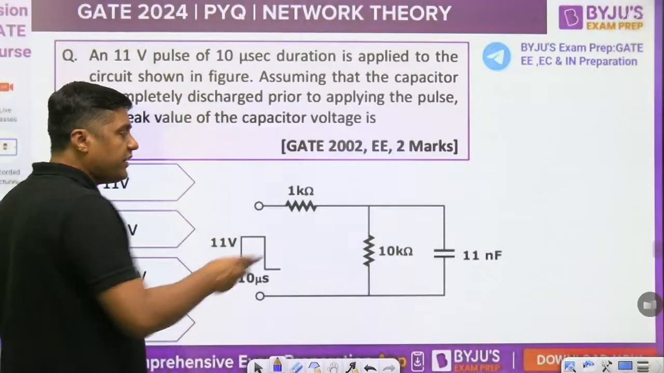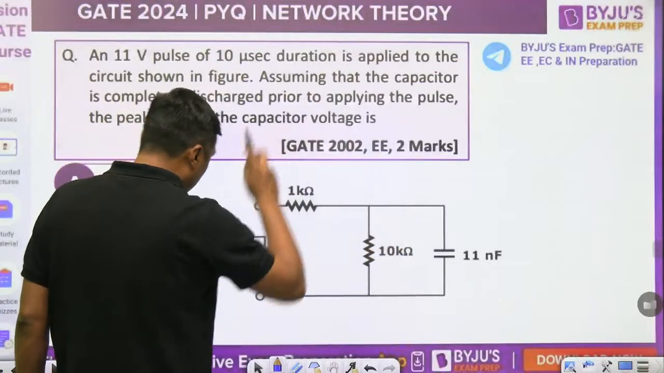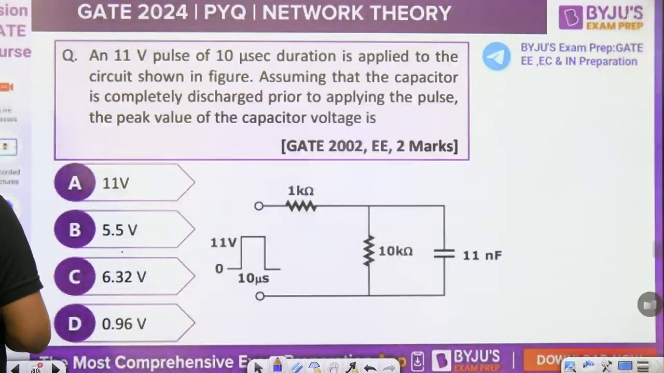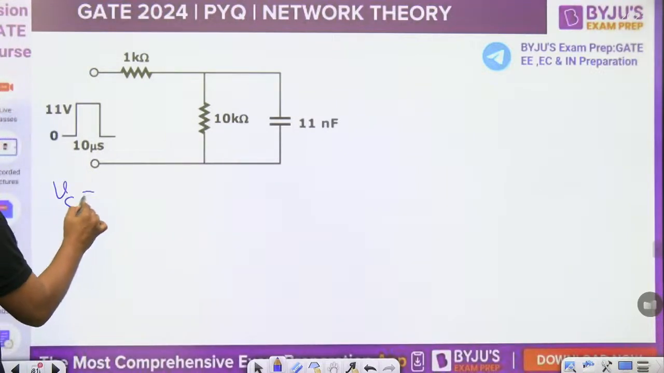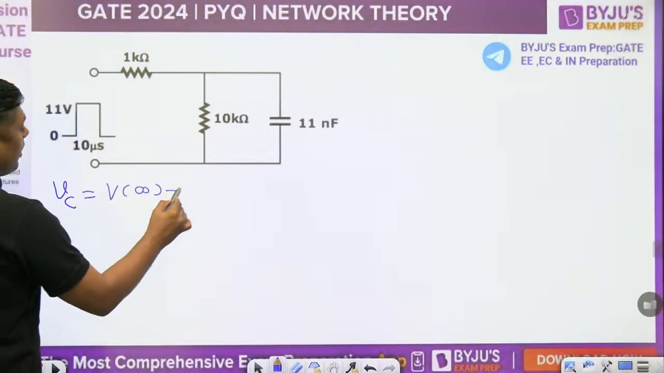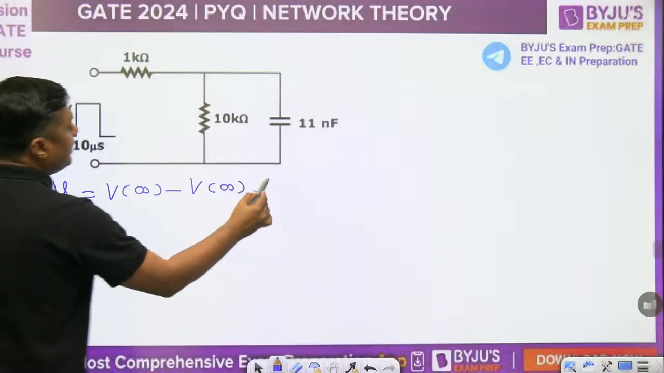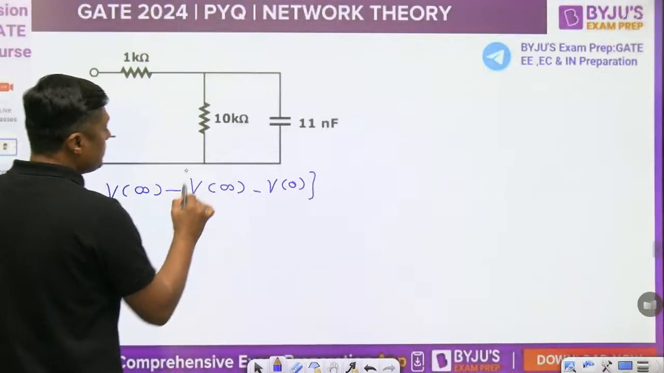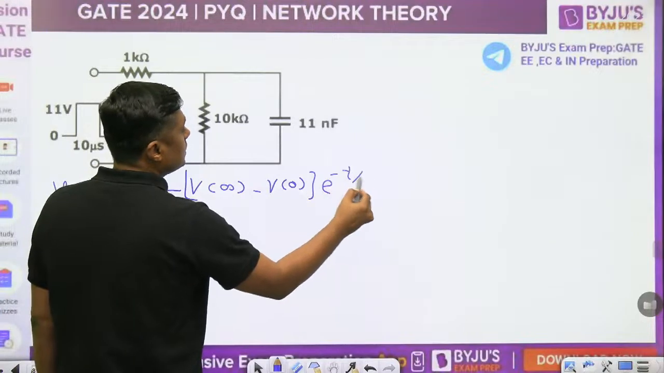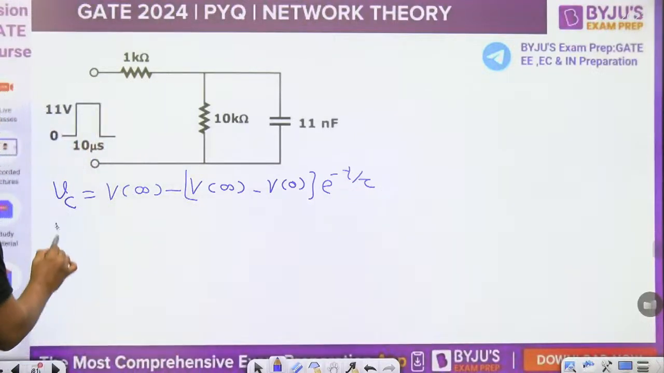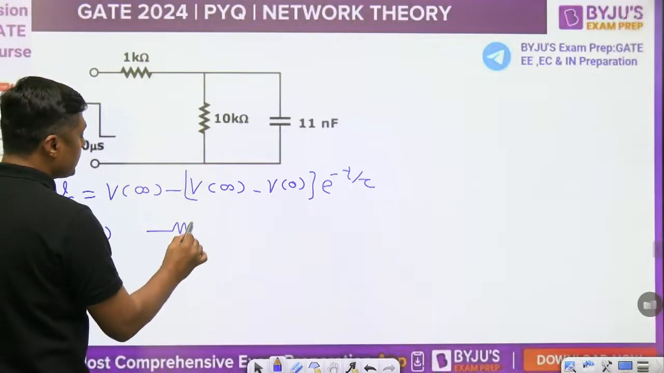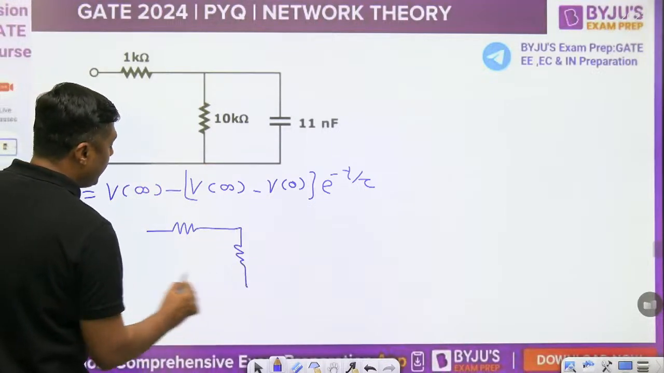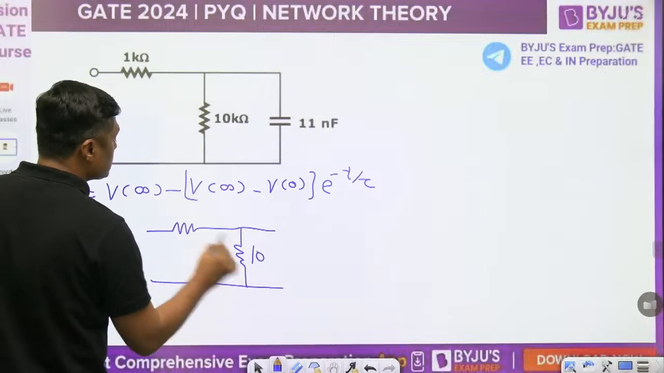So what is the final voltage across the capacitor? At t equal to infinite, it will act as open circuit. As you know, the equation across the capacitor is given by V final minus (V final minus V initial) e raised to power minus t by tau. Tau is the time constant. What is the final voltage? Finally, this capacitor will act as open circuit at t equal to infinite.